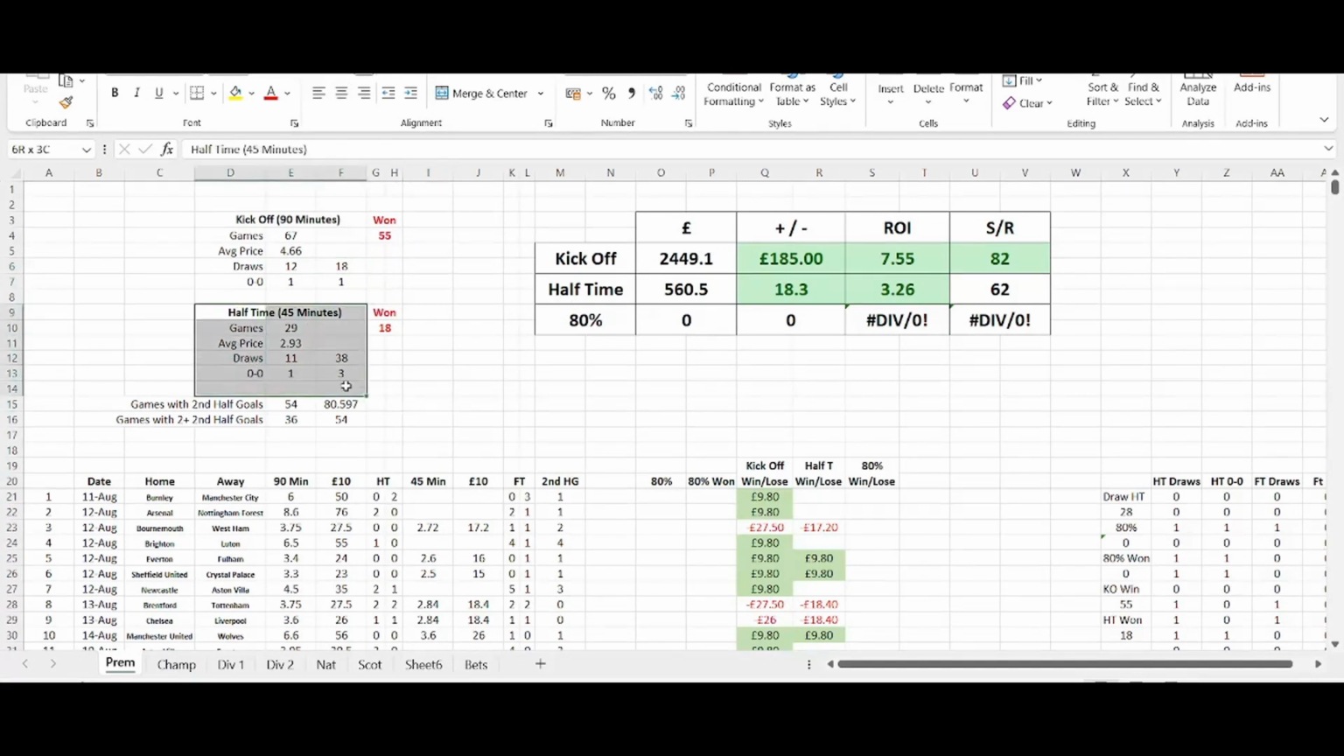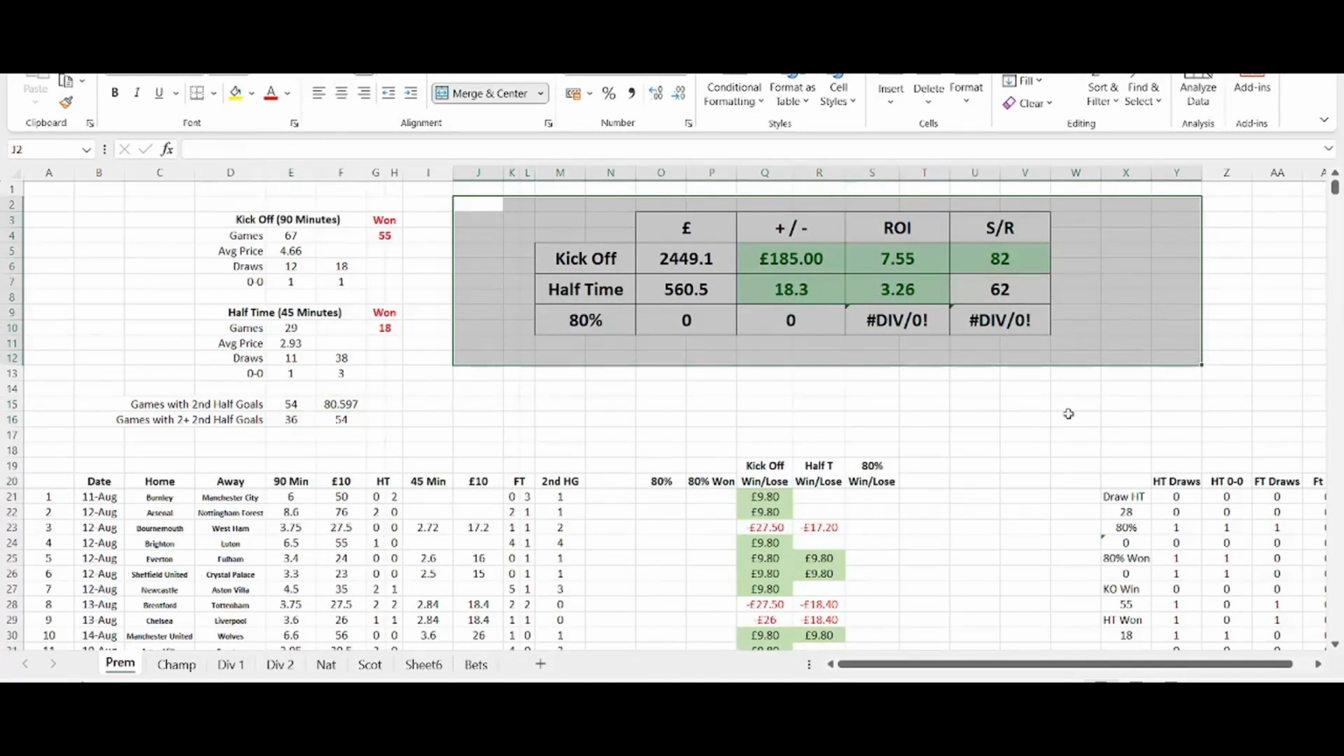Same for half time. And again, this section here is how many goals there's been. So far, 80% of the games has had a second half goal. 54% of the games has had 2 goals or more.